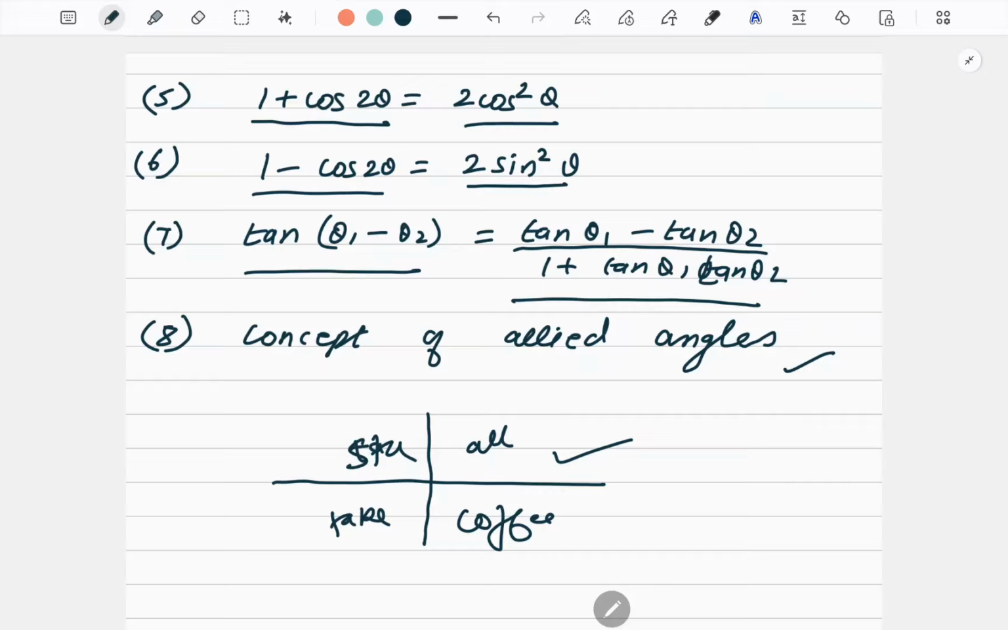And then in this, you will be requiring all those concepts. Sine 90 plus theta is how much? Sine 180 plus theta is how much? So now this concept you have already studied in 12th.